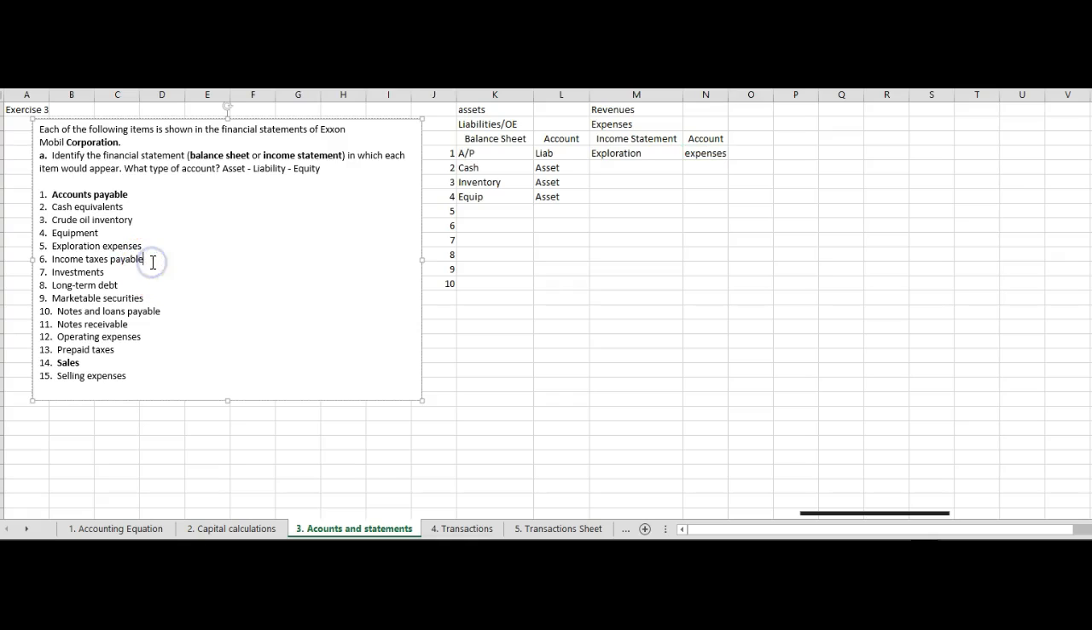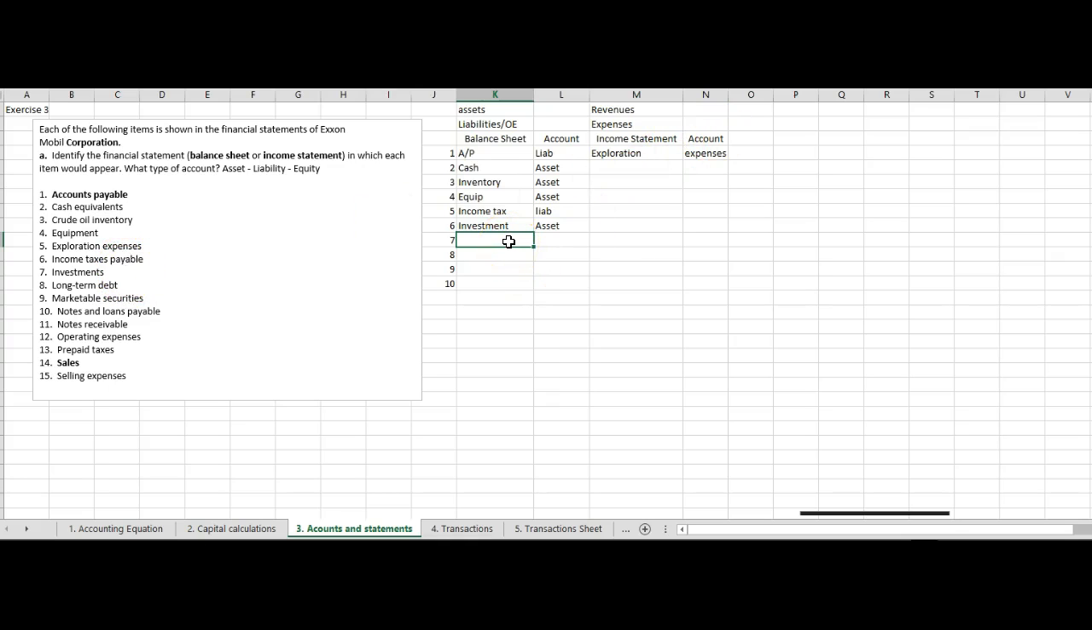You have a payable next. So where do you think that might go? Well, that's going to be income tax payable. And that's going to be found on our balance sheet as a liability. Investment, now typically that's going to be a little more specific, but an investment or investments are always found on the balance sheet as an asset. What did I forget? I missed one. Exploration. Oh, exploration's up here then, isn't it?